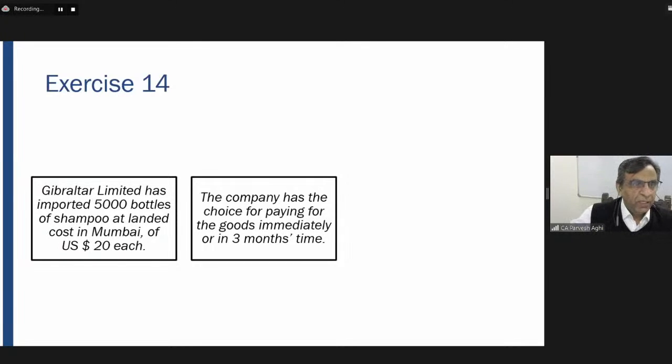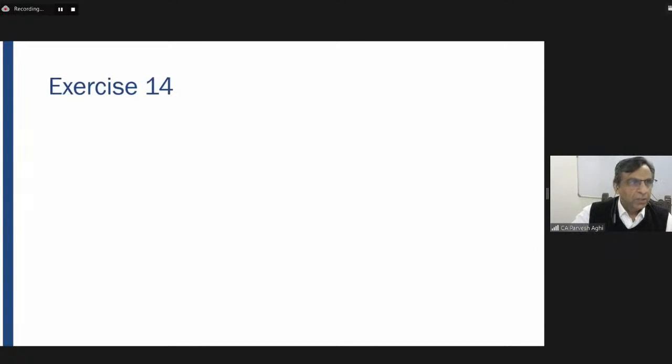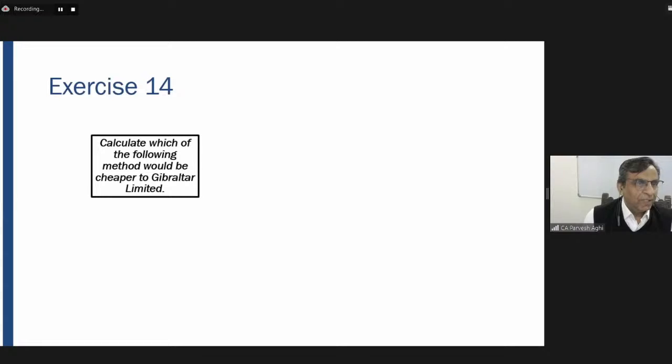The company has a choice for paying for the goods immediately or in 3 months' time. It has a clean overdraft limit where 14% per annum rate of interest is charged. I hope all the slides are with you, so you can look at the slides and try to solve this question yourself. How much money does the company have to pay? 5,000 multiplied by $20 each. Calculate which of the following methods would be cheaper for Gibraltar Limited.